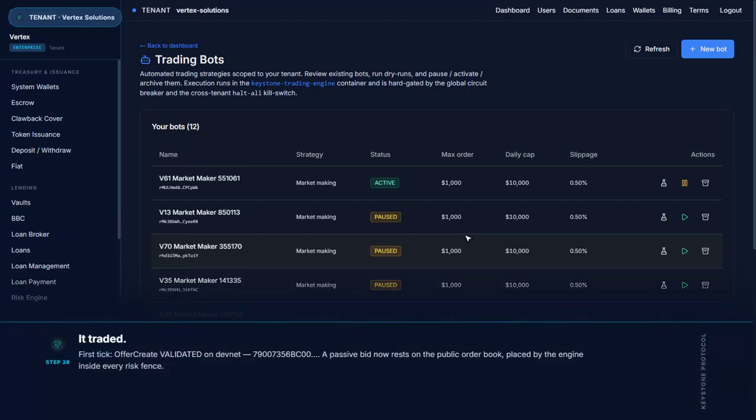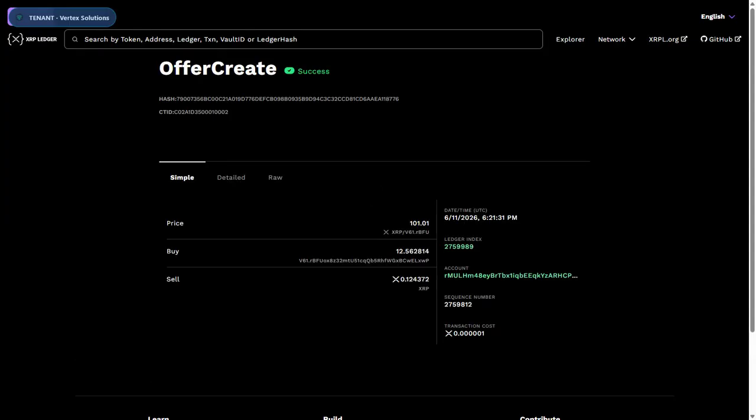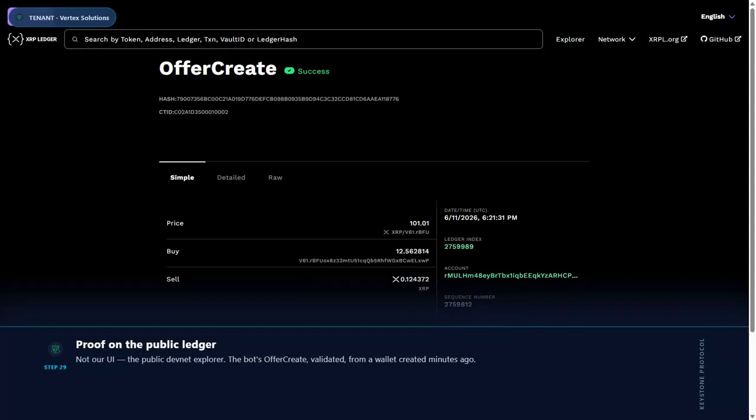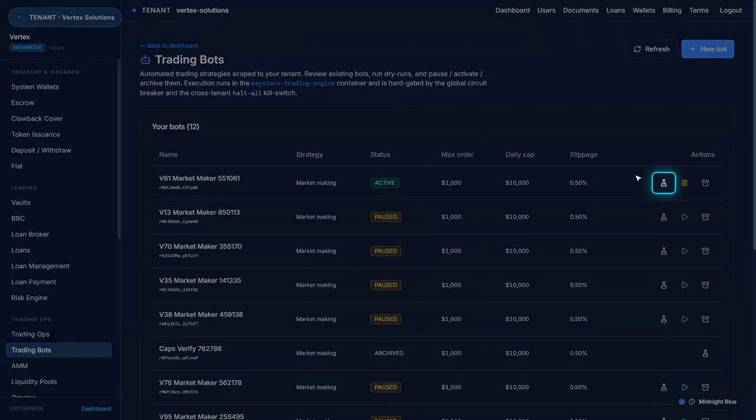It traded. First tick. Offer create, validated on DevNet. A passive bid now rests on the public order book, placed by the engine inside every risk fence. Proof on the public ledger. Not our UI, the public DevNet Explorer. The bot's offer create, validated from a wallet created minutes ago.